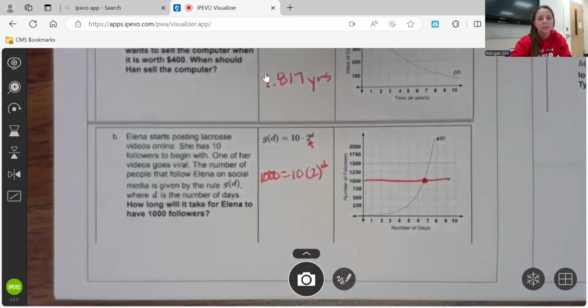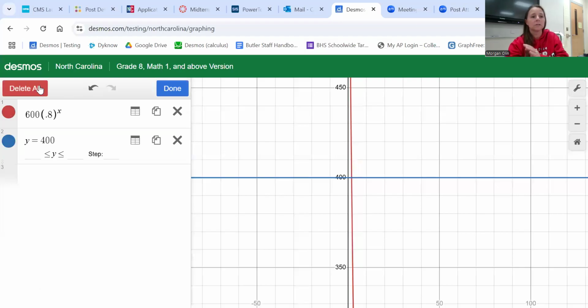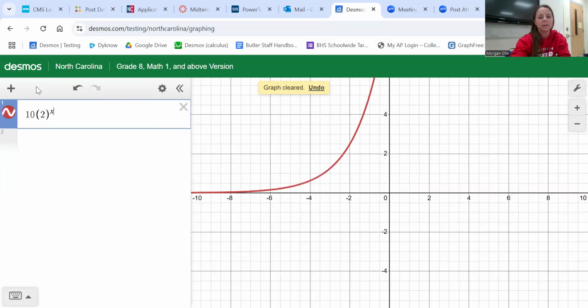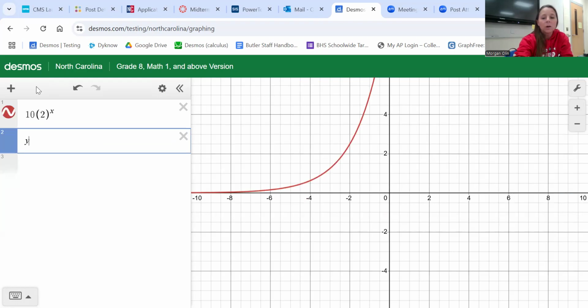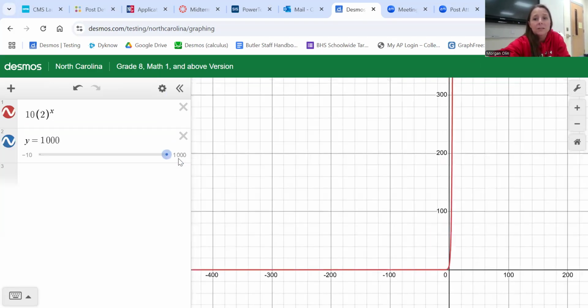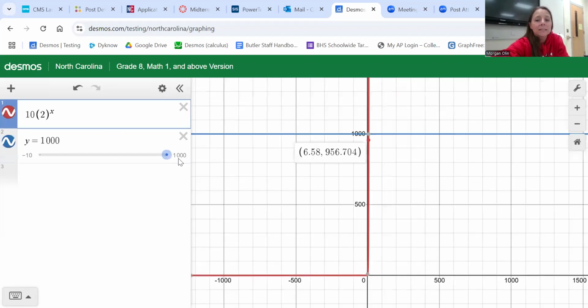If I go back to Desmos and let's clear this out, I put in 10 times 2 raised to the x. Don't put d in there, just put x. And we want to know when this equals 1,000. Make sure you put 1,000, not 100. I'm going to have to really go up because 1,000's way, way up there. And now I see that line.